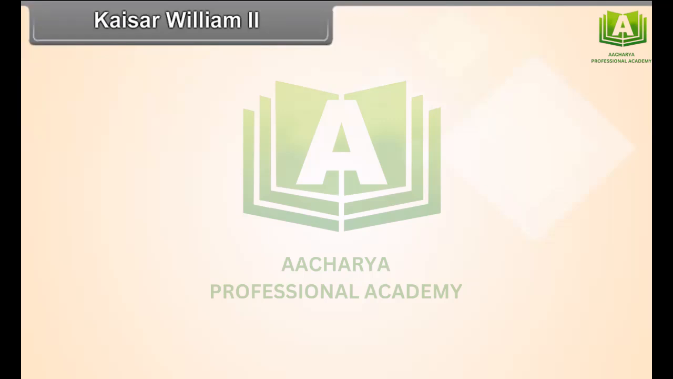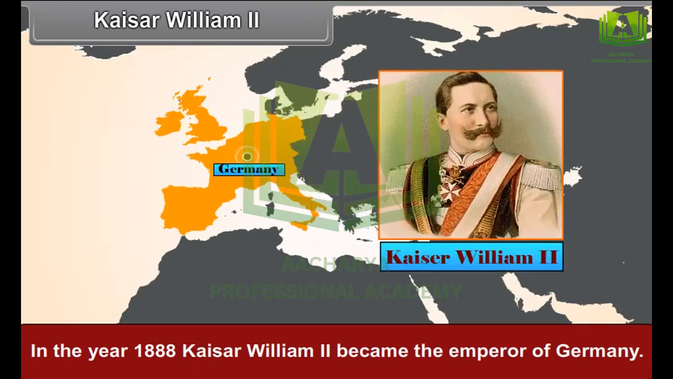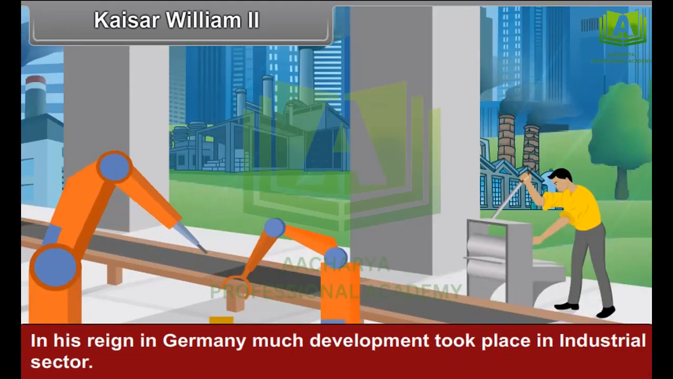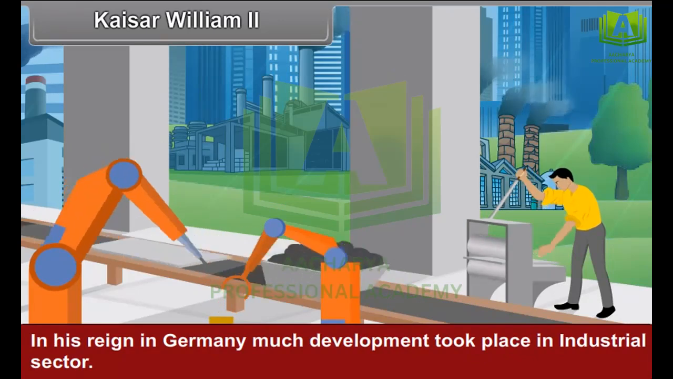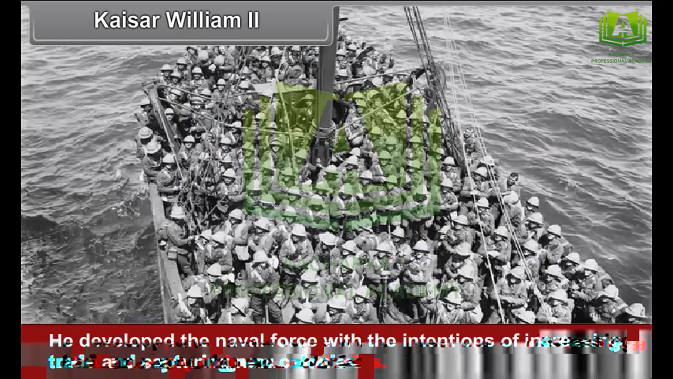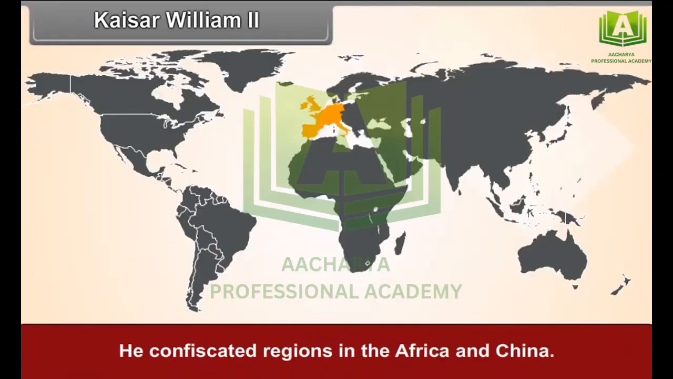Kaiser William II. In the year 1888, Kaiser William II became the Emperor of Germany. In his reign, much development took place in the industrial sector of Germany. He adopted an aggressive colonizing policy. He developed the naval force with the intention of increasing trade and capturing new colonies. He confiscated regions in Africa and China.